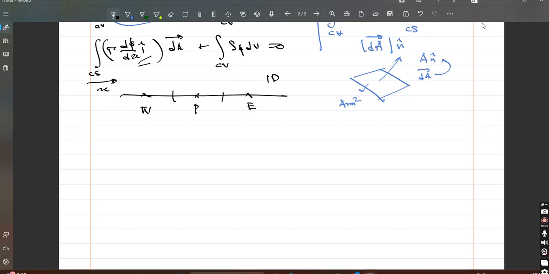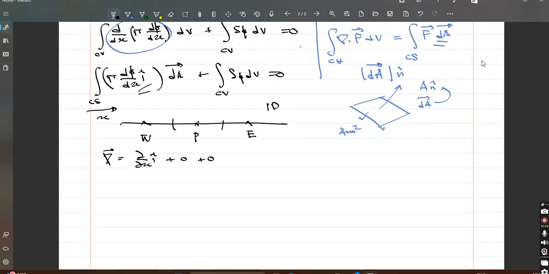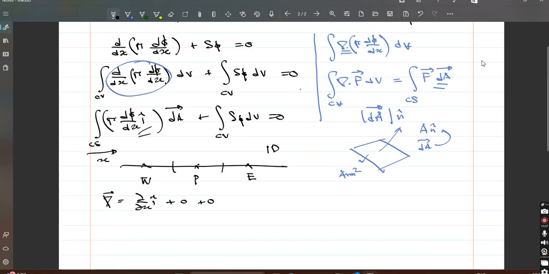Since we are taking a 1D problem, what we can do is that the del operator, the del vector, will be nothing but dou by dou x I cap plus everything else will be 0, right? So it will only get multiplied with dou by dou x of I cap. Okay. And this is the gradient.